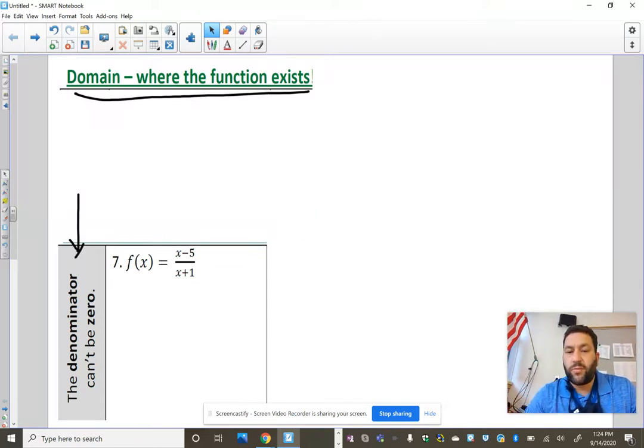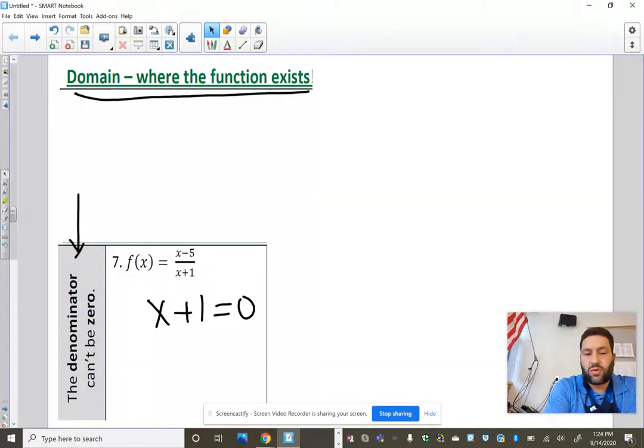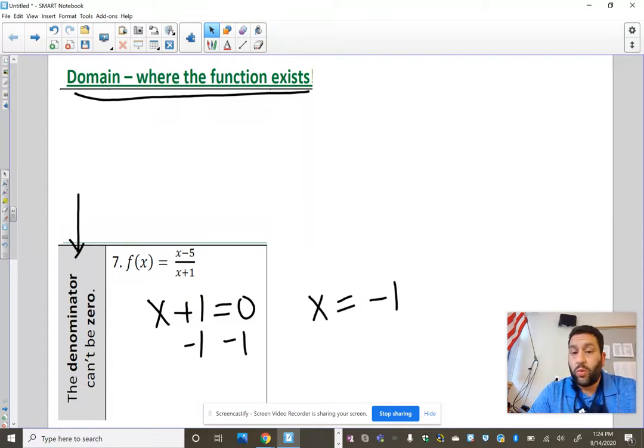So if we're trying to find the domain of this function, set your denominator equal to zero and solve. In this case, we see that we have a hole at -1. Or better yet, we have a situation where x cannot equal -1. That's where we find that there's a hole in it, something that we're not able to do.